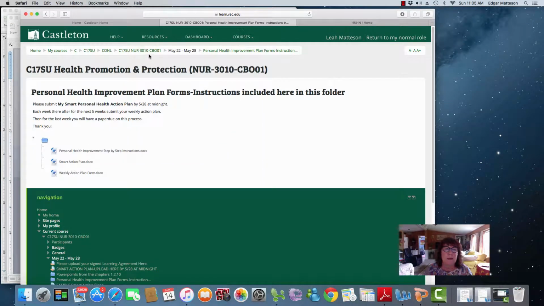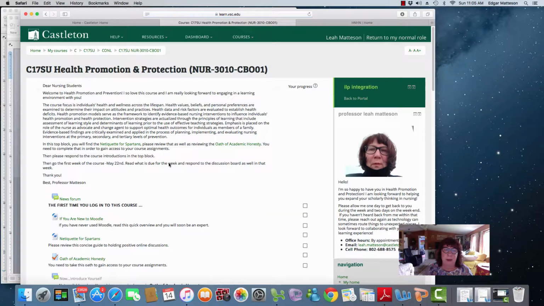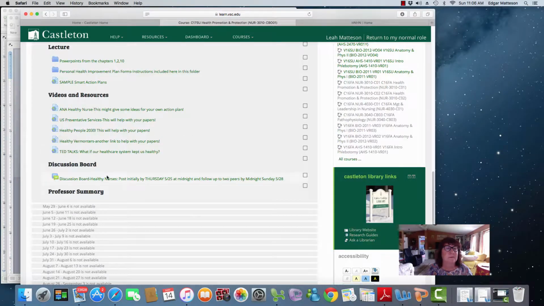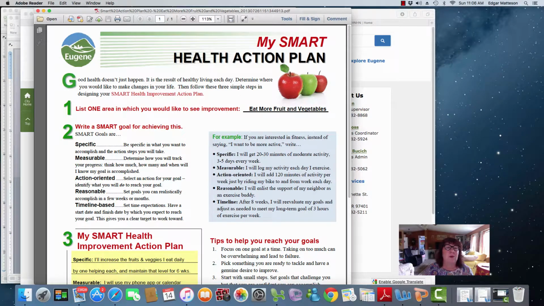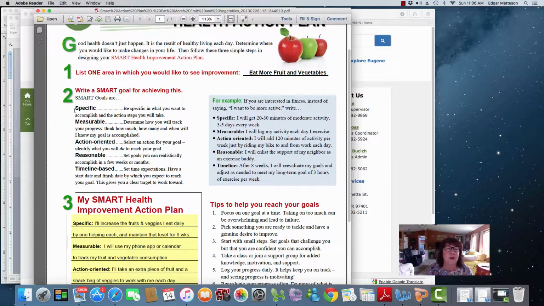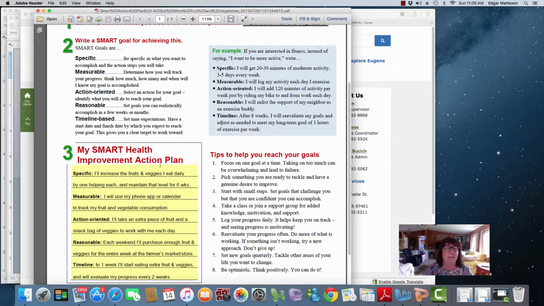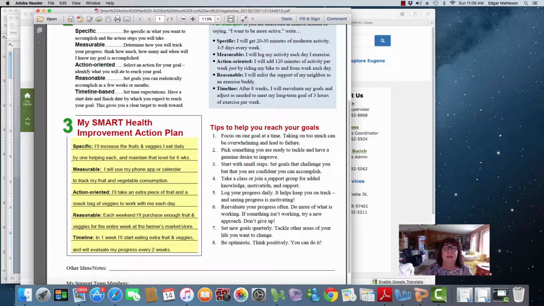I'm going to go back to the course, and I'm going to show you some sample action plans. There's a link right here, SMART Action Plans. So for example, here's one, eat more fruit and vegetables. So you can see you're going to list an area you want to see improvement on. You're going to write the SMART goal, and this is how you do it right here: specific, measurable, action-oriented, reasonable, and time-based. And this is a sample of it.